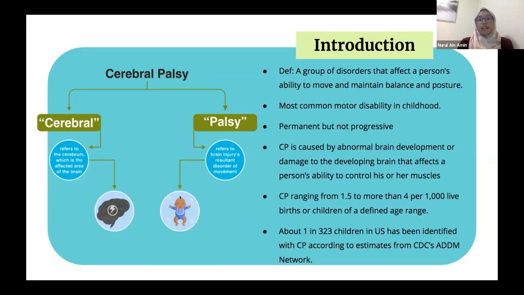The range of CP in children is 1 to 5, or even 2 per 1,000 live births or children of a defined age range. Mostly the symptoms vary. And the prevalence actually hasn't changed for a long period. In the US, about 1 in 323 children has been identified with CP.